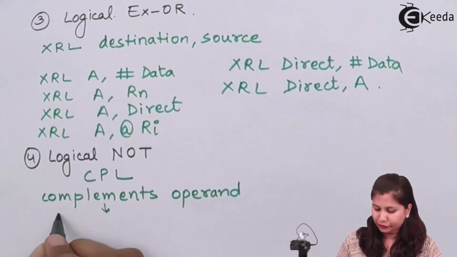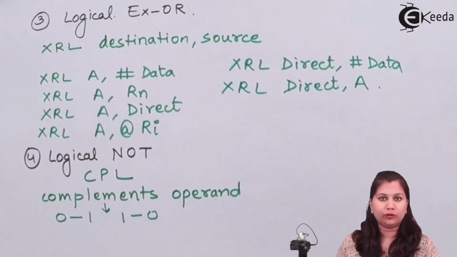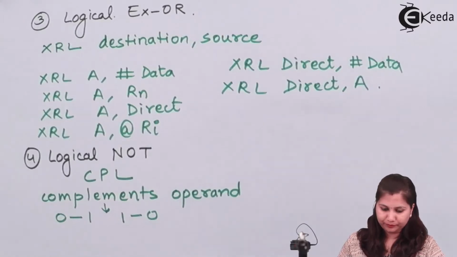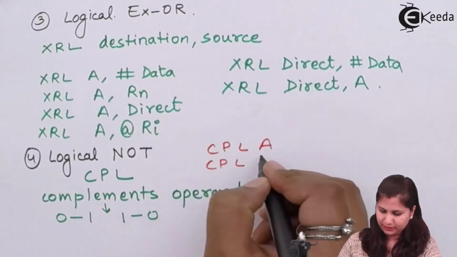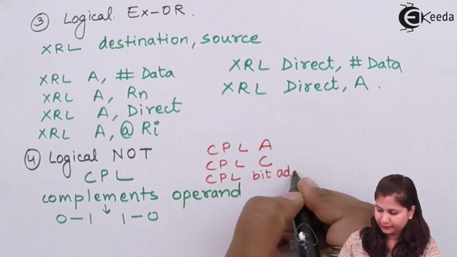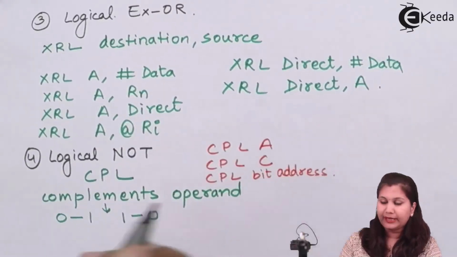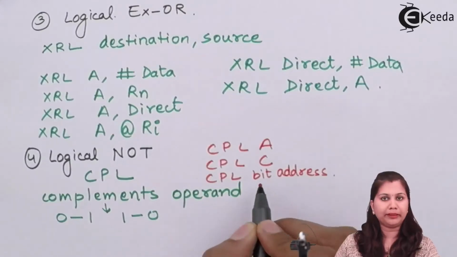Complements means that if the bit is 0, it will become 1, and if it is 1, it will become 0. So this is just like a logical NOT operation. Examples of this instruction: CPL A, CPL C, or CPL and then the bit address. In the 8051 microcontroller, there are some addresses which are bit addressable also. So here we will write the bit address.